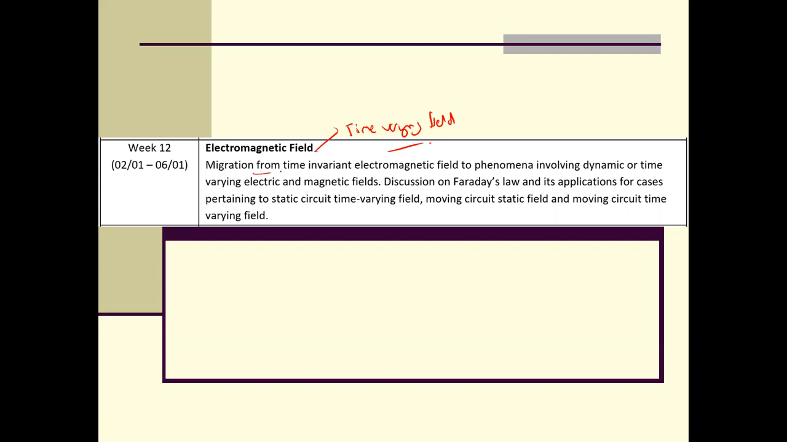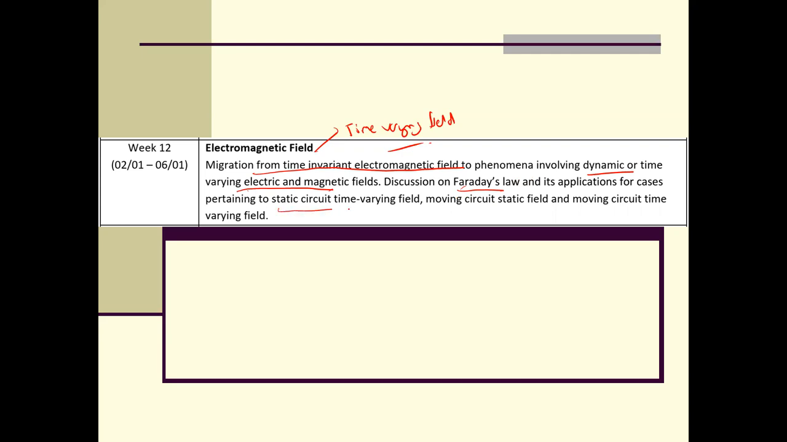Number one, we're going to see a migration from the static electromagnetic field to a dynamic or time-varying field. That should be the first thing. We're going to see the difference between the time invariant or static field of both electric and magnetic field, and also the time-varying electric and magnetic field. So what should be the difference between them? And following this, we're going to learn about Faraday's law, which will be the main topic to be learned in lecture 21.